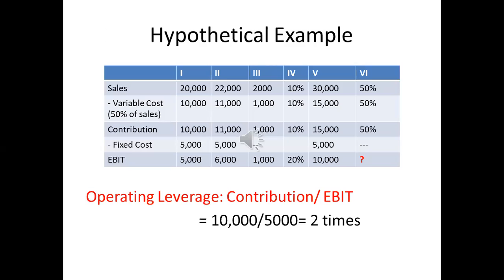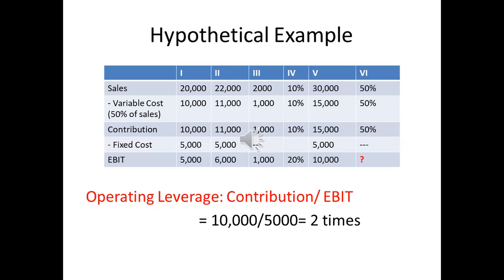In situation 1, let us assume that there are sales of 20,000. Variable cost incurred is 50% of sales, that is 10,000. So what will be the contribution? Sales minus variable cost: 20,000 minus 10,000, contribution is 10,000. Let us assume that fixed cost incurred is rupees 5,000. So EBIT will be 5,000, contribution minus fixed cost. EBIT is also termed as operating profit.